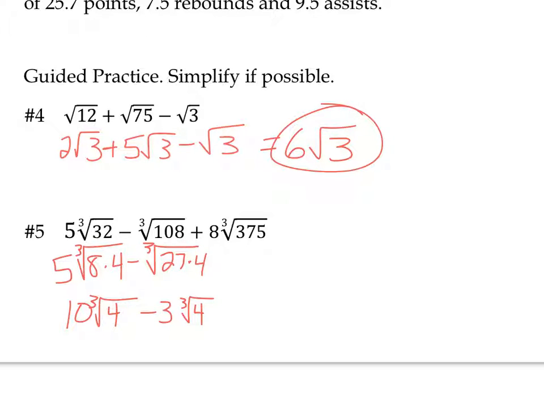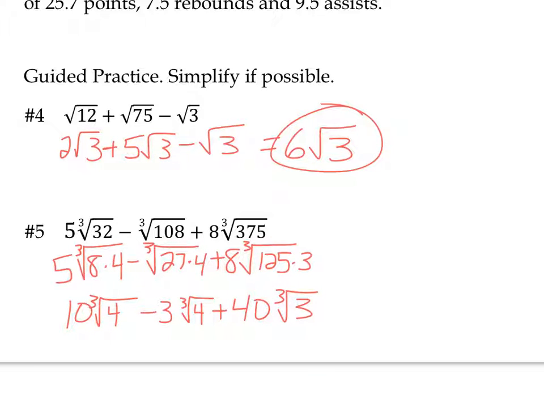And then this next part, we're going to have plus 8 cube root of 125 times 3. 125 is 5 times itself 3 times, 5 times 5 times 5. So therefore I can know the cube root of 125 is 5. When I bring that out, it multiplies by the 8, just like here. Remember, cube root of 8 was 2 times 5. That's how we got the 10. Cube root of 125 is 5 times 8. So that's going to be 40, and then cube root of 3.